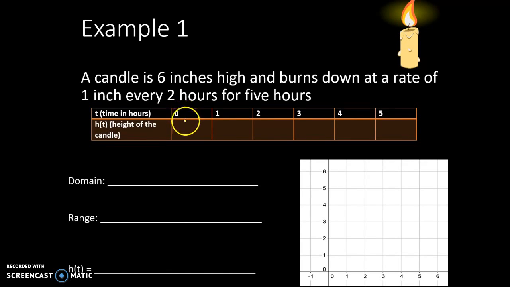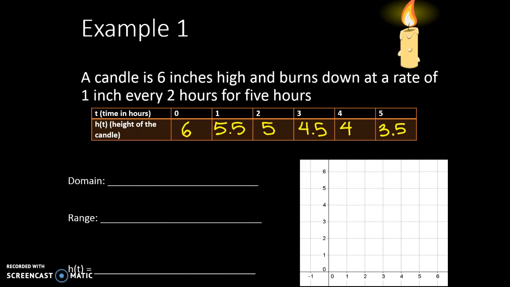If the candle's been burning for 0 hours, we know that it's 6 inches high. And we know that every 2 hours it burns down another inch. So it will be 5 inches tall after 2 hours, and it will be 4 inches tall after 4 hours. If I wanted to know how tall the candle is after 1 hour, it's going to be halfway in between these two values, so it would be 5.5. After 3 hours, it would be 4.5 inches tall, and after 5 hours, it would be 3.5 inches tall.